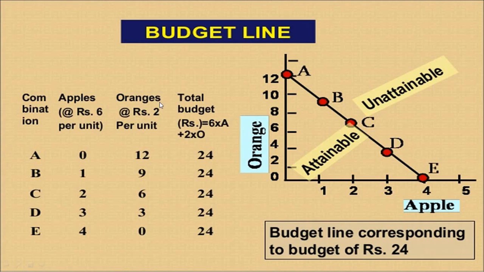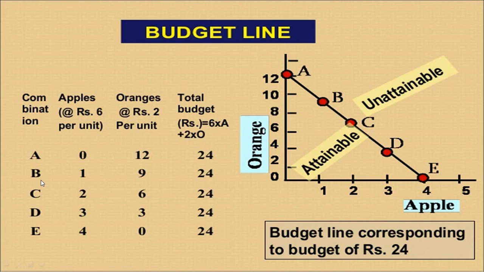See this table, there are two goods, apples and oranges. The price of an apple is rupees 6 per unit and the price of oranges is rupees 2 per unit. And our budget is rupees 24. These are the various combinations of the two goods, that means A, B, C, D, E. Consider this combination A. The number of apples is 0 and the number of oranges is 12. Now, if we multiply 0 by 6, that means 0, and 12 into 2, that means 24. So adding 24 plus 0, that means rupees 24. So this is our budget.